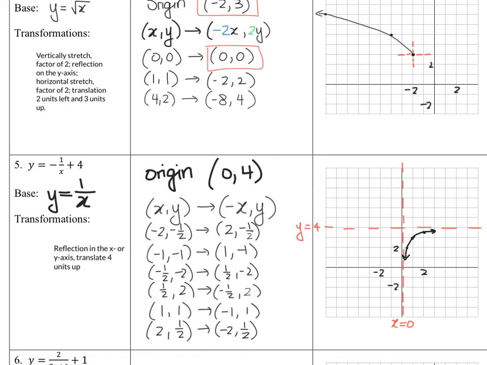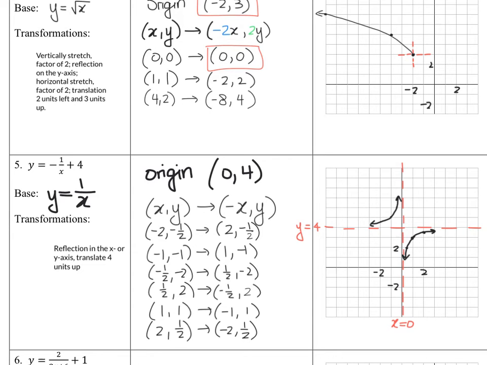Okay, and then I just have to mirror it on the other side. So I get half a unit to the left, 2 units up, 1 unit left, 1 unit up, 2 units left, half a unit up. And that gives me my other rational graph arm.